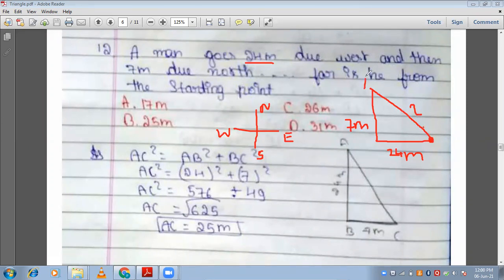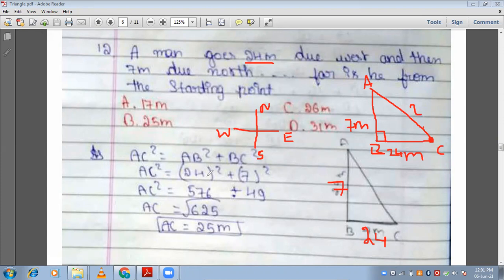So I will take this one as A, C, and this one as D. Now apply Pythagoras theorem. AC square is equal to AB square plus BC square. I just changed your alphabets. Consider this change, because here the plus symbol is there. So interchanging, 3 plus 2 is also 5. 2 plus 3 is also 5.